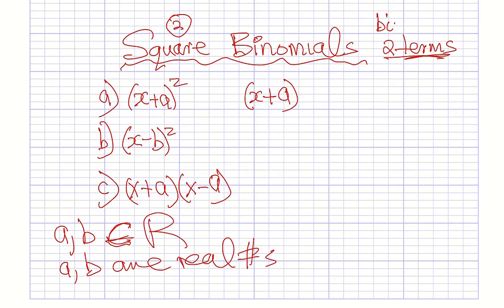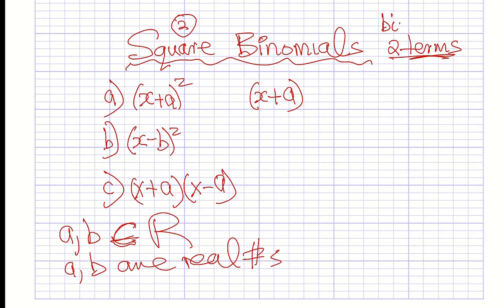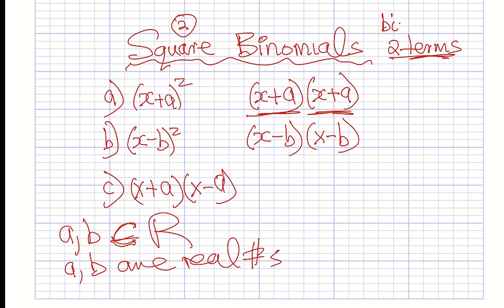Now, notice that when you say x plus a squared, you're talking about x plus a times x plus a. You see, so you're multiplying 2 binomials. You see that, right? Okay. And then notice on this one here, when you say x minus b squared, it's like saying x minus b times x minus another b. So that's multiplying 2 binomials. You see that, right? Because this is a binomial 2 times, this is a binomial 2 times.